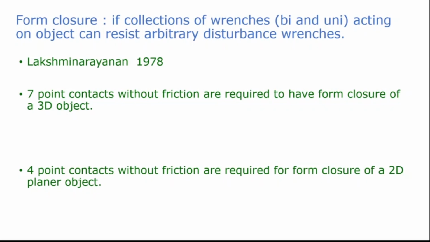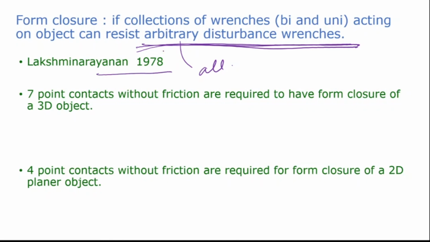The other is what we call form closure. Now, if a collection of wrenches, bidirectional, unidirectional, acting on an object can resist arbitrary disturbances. Now, if you can resist arbitrary disturbances, that means you can resist, arbitrary means all disturbances, then we say the system is under form closure. And for form closure, this was invented by Lakshminarayan in India itself, 1978. And he proved that 7-point contacts without friction are required to form closure of a 3D object. So if I have a 3D object like this, this is a cube. So I'll be requiring 7-point contacts.